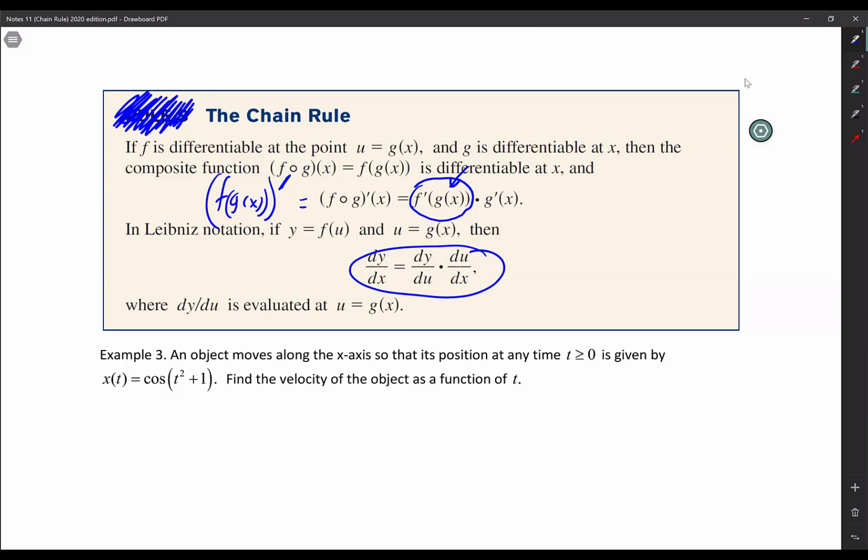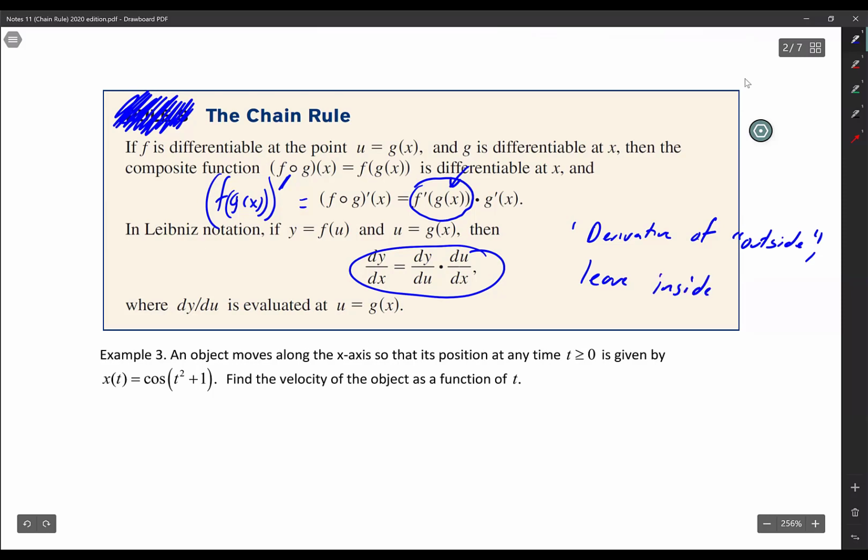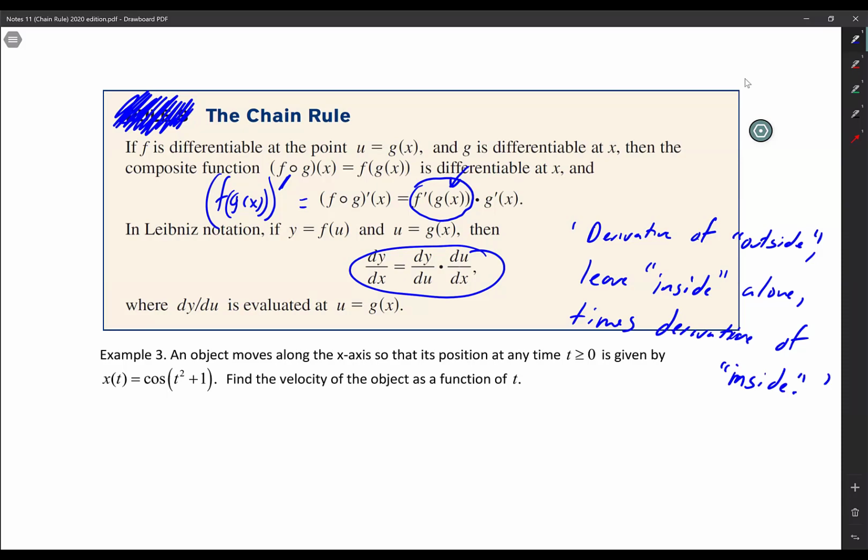So let me tell you how it is in words. Derivative of outside, and this is all single quotes, leave inside alone, times derivative of inside. Write that down. Derivative of outside, leave inside alone, times derivative of inside. That's all this means here.